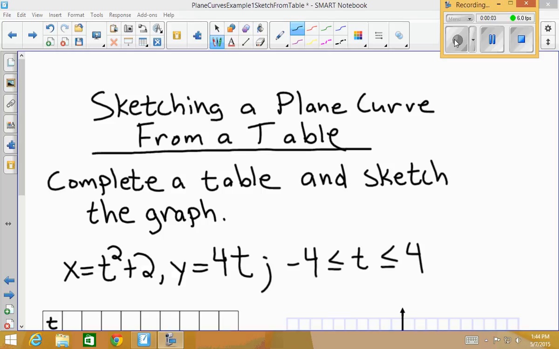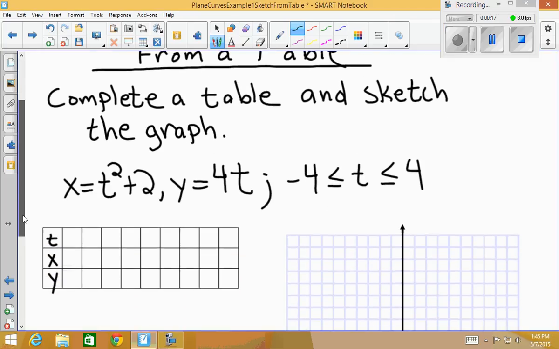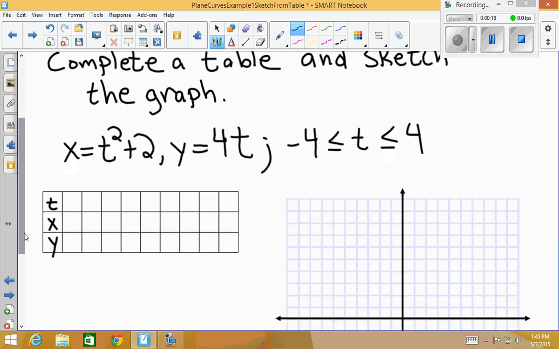One thing that we like to do when we run across a plane curve is to try to sketch that curve. One method for doing that is to sketch the curve from a table. So the directions: complete a table and sketch the graph. Our curve in this case is given by the parametric equations x equals t squared plus 2, y equals 4t, where the parameter t ranges from -4 to 4.